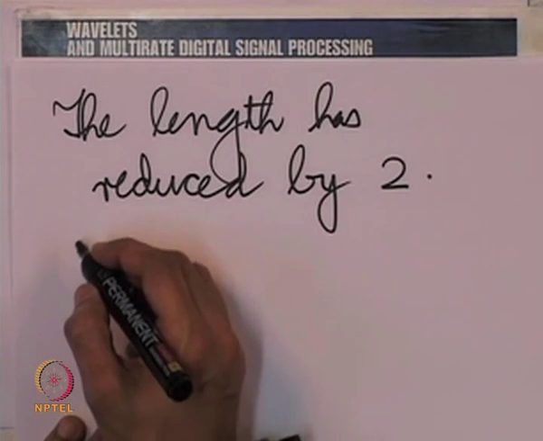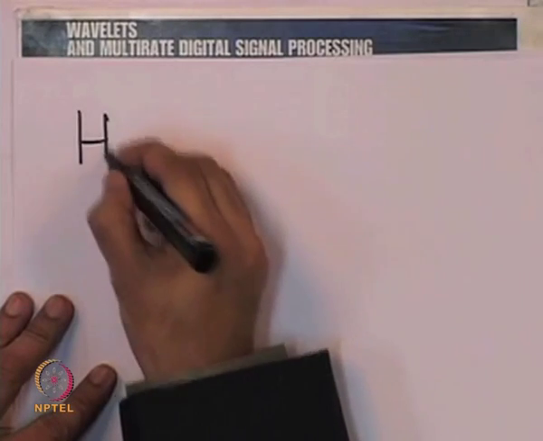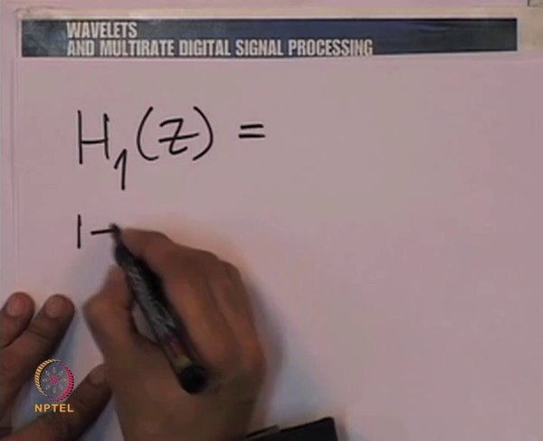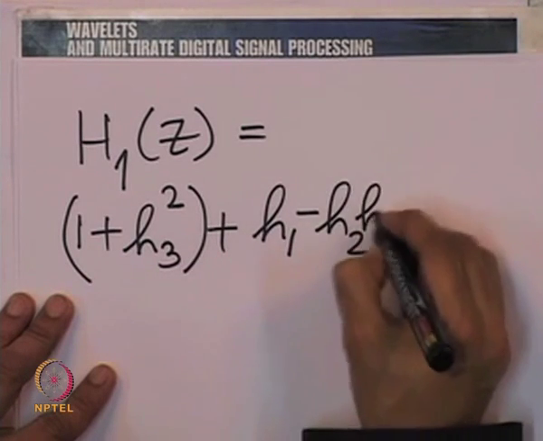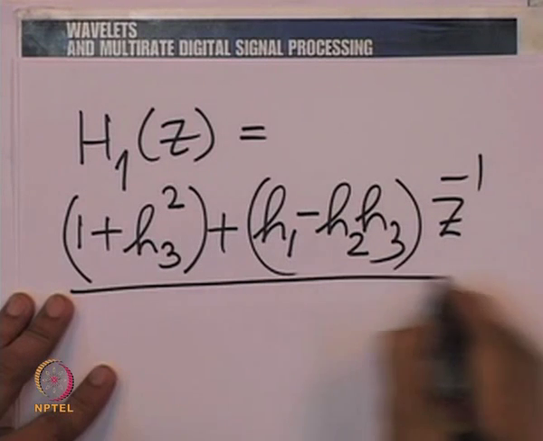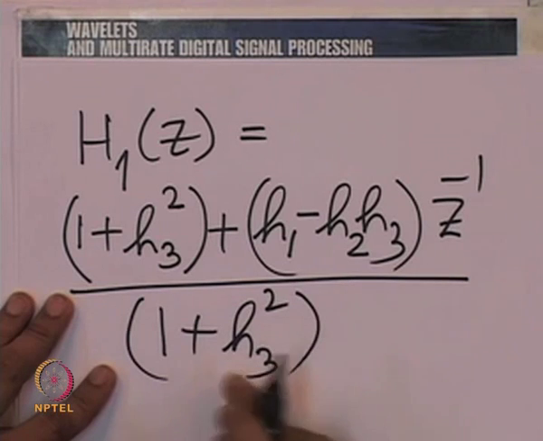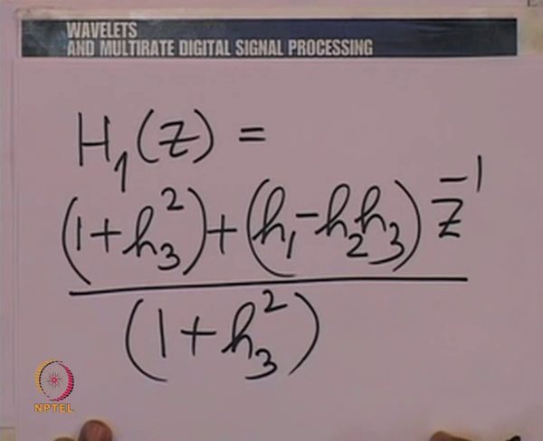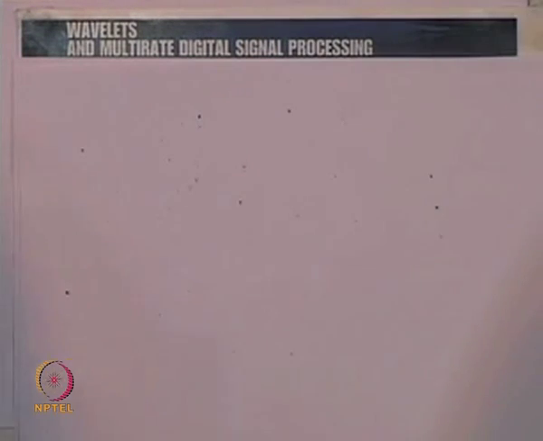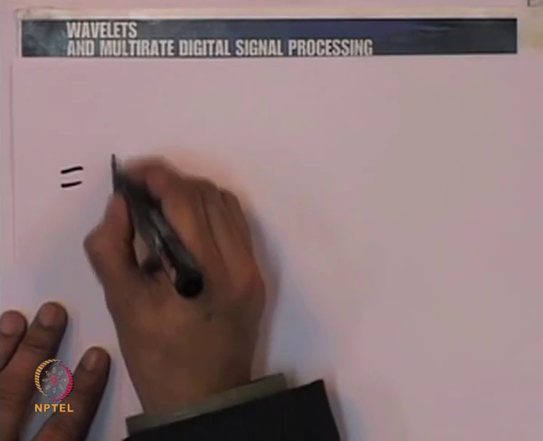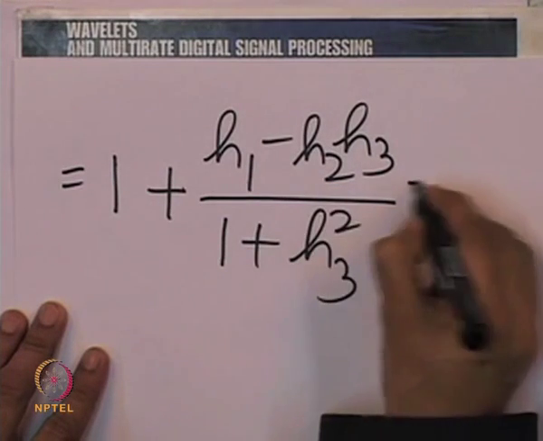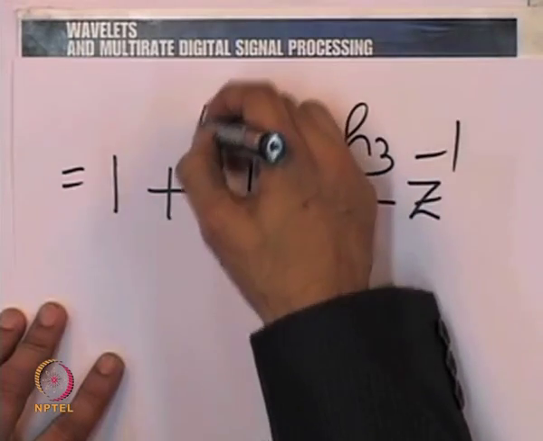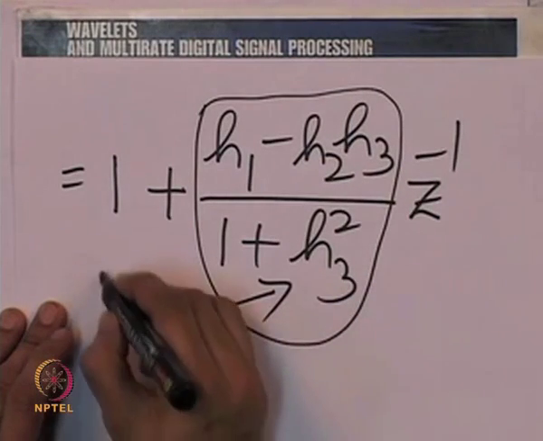Accordingly, H1z is now going to be 1 plus H3 squared plus H1 minus H2H3 into z inverse divided by 1 plus H3 squared, K2 squared, remember here. And that is very simple. That is 1 plus H1 minus H2H3 divided by 1 plus H3 squared times z inverse. And lo and behold, this also reveals to us K1 directly.